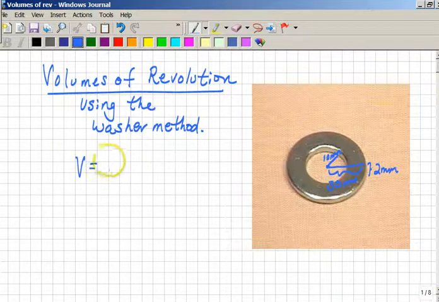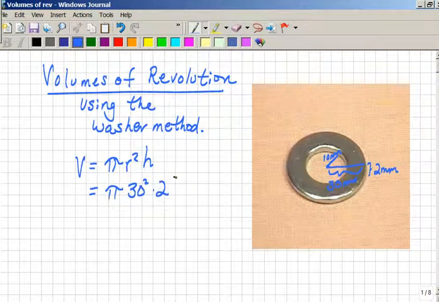So if we were trying to find the volume of that washer, again, the volume of a cylinder is pi r squared h. First, let's assume that there is no hole, that it was solid instead of having that hole in the center. Well, the volume would be pi, the radius is 30 squared, and the height is 2. And there's the volume, and we could work that out. But since the hole is in the center, that's going to take some volume away.